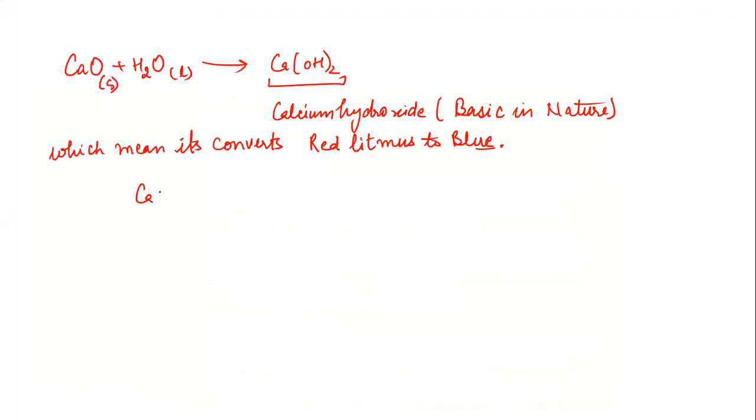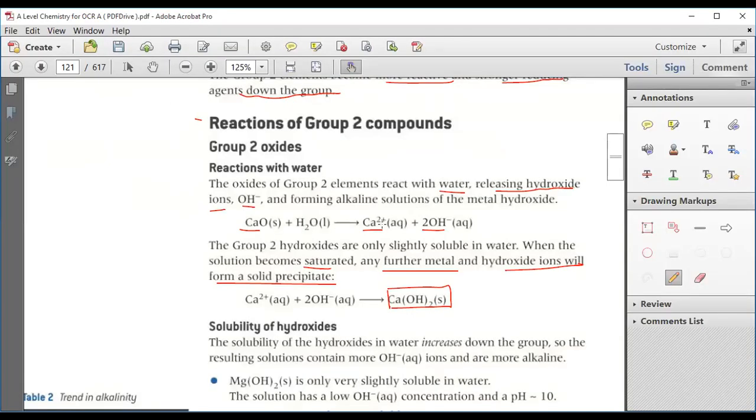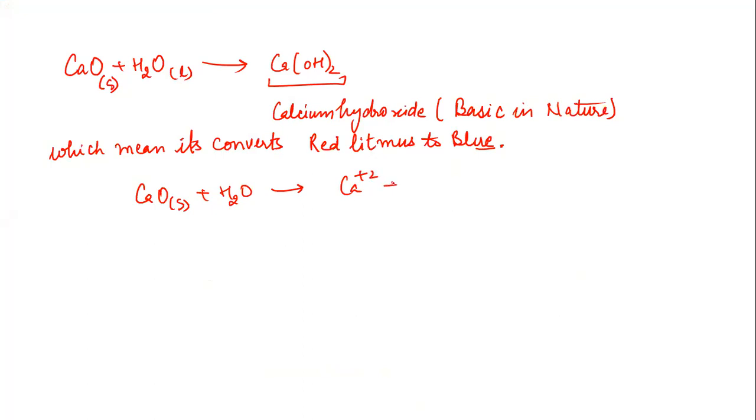Now see, this CaO solid, when mixed with water, is going to form Ca2+ ion and OH negative ion. Now when the solution becomes saturated, it will give you Ca(OH)2 solid. Clear?